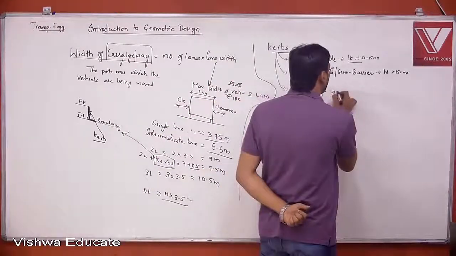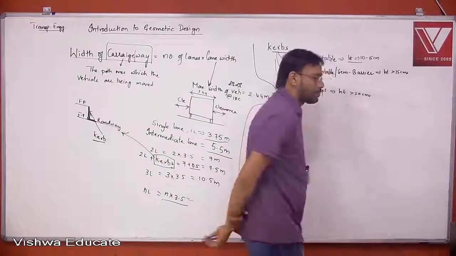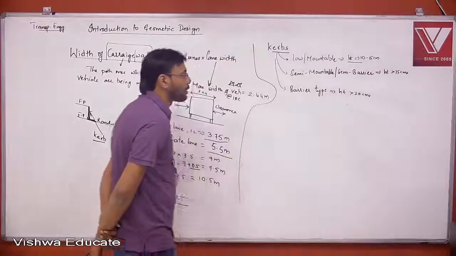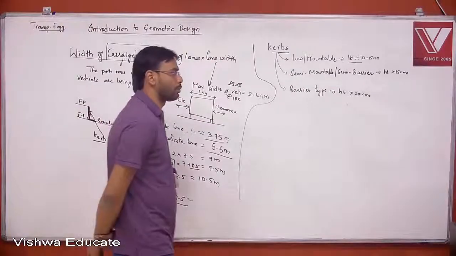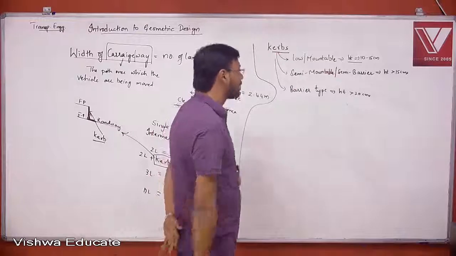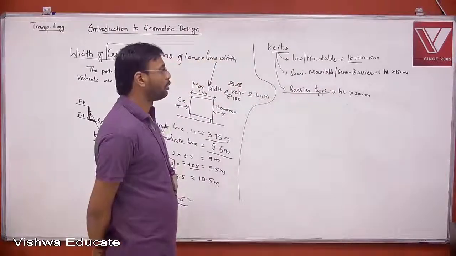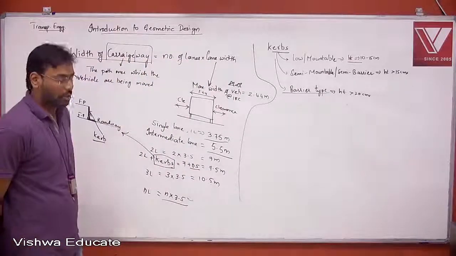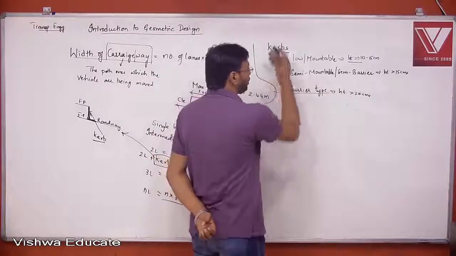And barrier type means height more than 20 centimeters can be called a barrier type of curb, right? And generally we should provide barrier type only. Vehicles should not come onto the curbs. Vehicles should not come onto the footpaths, right? So that's about the curbs, nothing special.